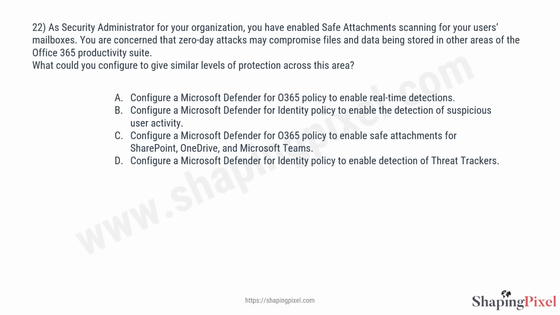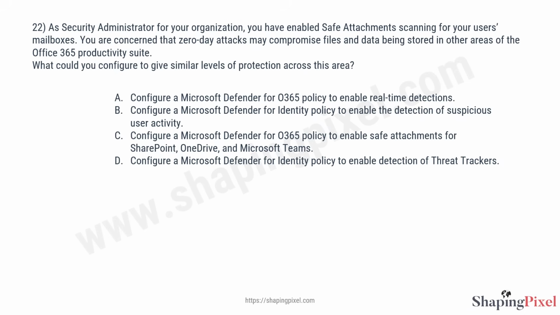So question number 22. As a security administrator for your organization, you have enabled Safe Attachments scanning for your users' mailboxes. You're concerned that zero-day attacks may compromise files and data being stored in other areas of the Office 365 productivity suite. What could you configure to give similar levels of protection across these areas? And we have the following four options.